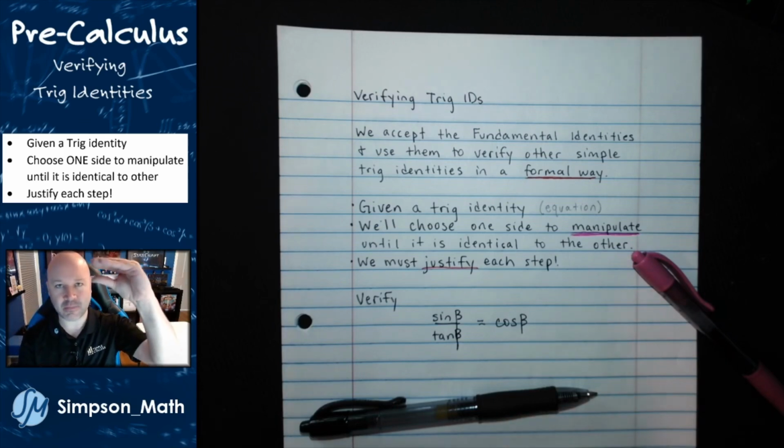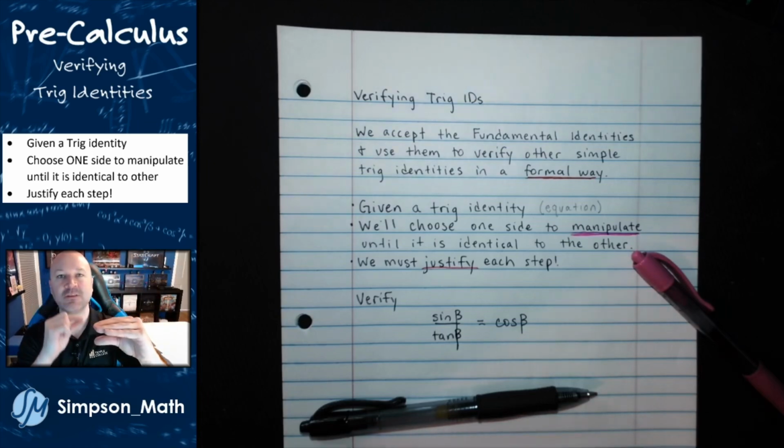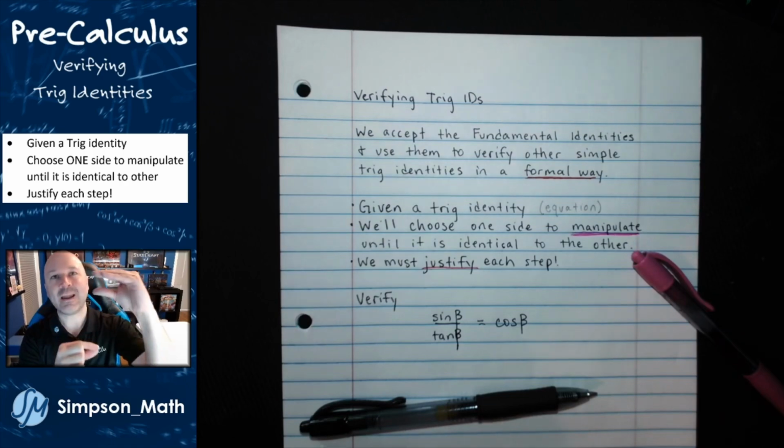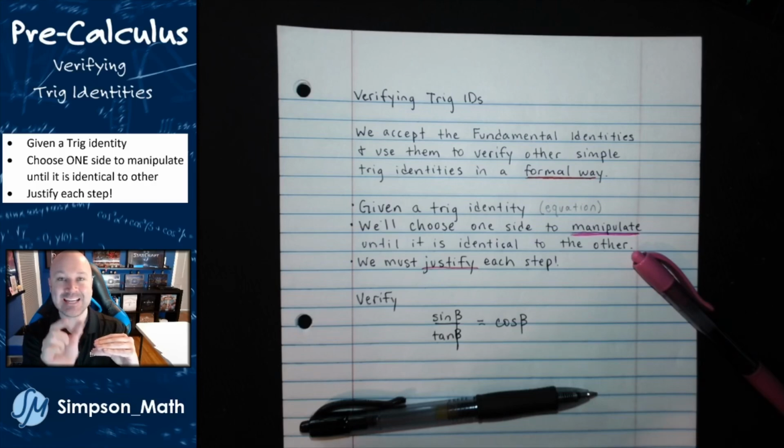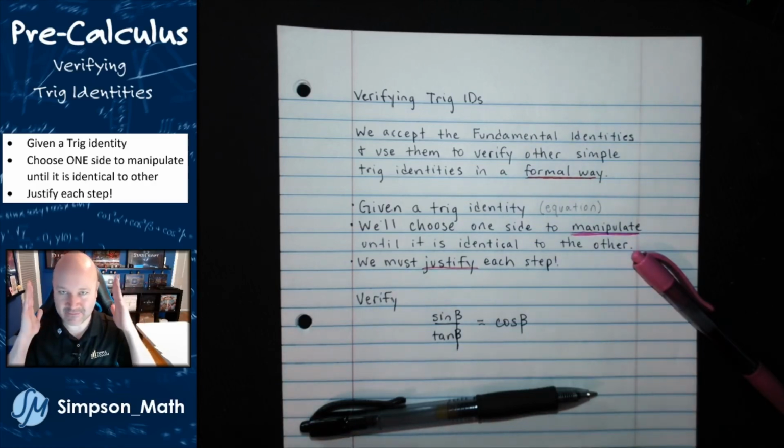So I'll start with something. I will do something to manipulate and change it, do something to it and change it over and over again, in a step-by-step process. And every single time that I make a change, I must justify what I've done. Even if I just took 2 plus 2 and added it to make it 4, I need to say I added in this step. Very formal, I've got to justify my steps.